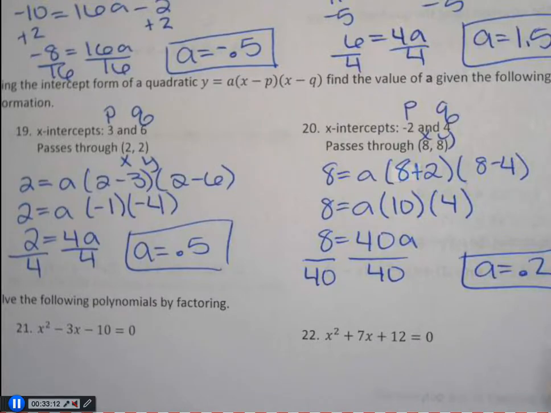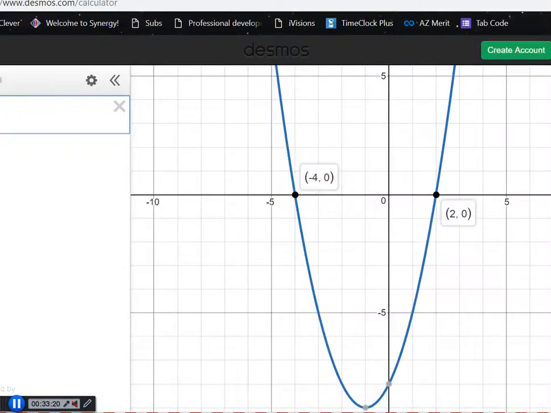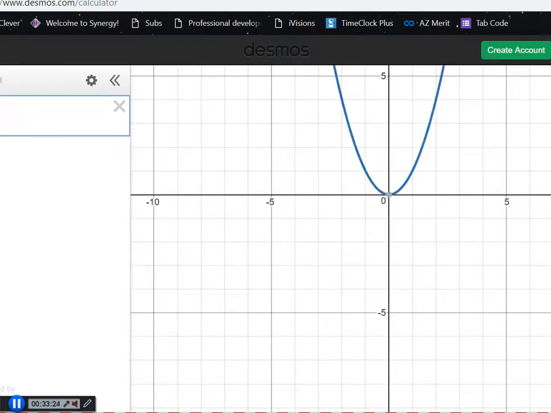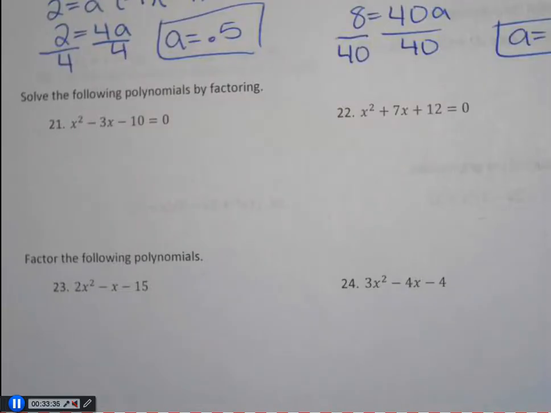Okay, so 21 and 22 say to solve by factoring. I can factor, and I will factor, but if I absolutely forget how to factor, I can graph it. So I go to x squared minus 3x minus 10. Where it crosses the x-axis should be my answers when I go to solve it by factoring. So I have negative 2 and positive 5. I'm going back to my paper to actually solve it.